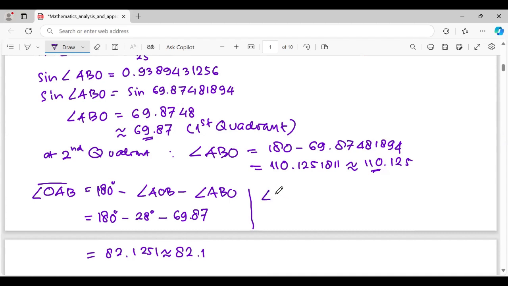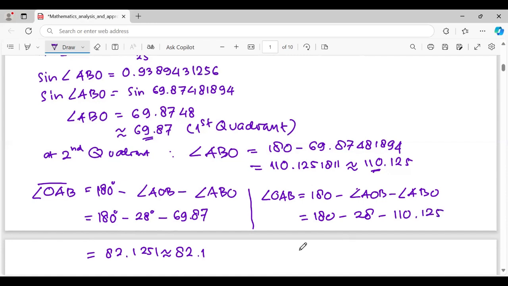If the angle ABO is 110.125, then angle OAB is 180 minus AOB minus ABO, which is 180 minus 28 minus 110.125, and the result is 41.8748, approximately 41.9.